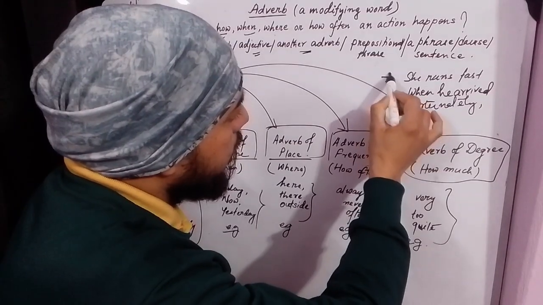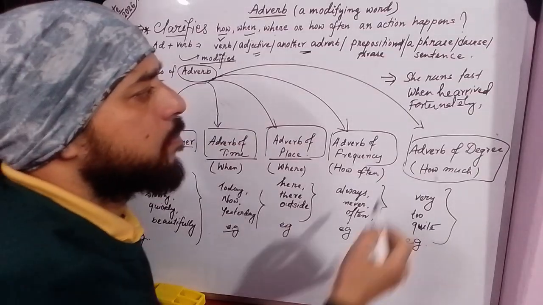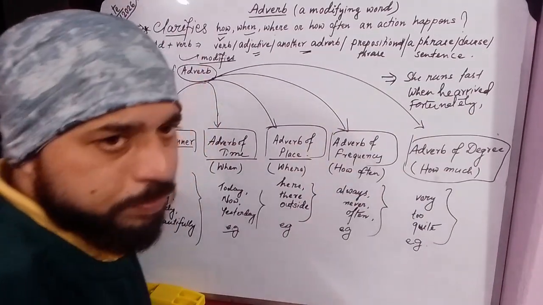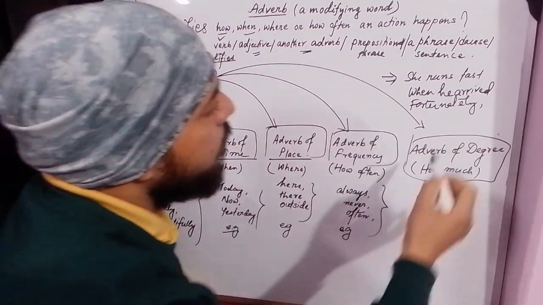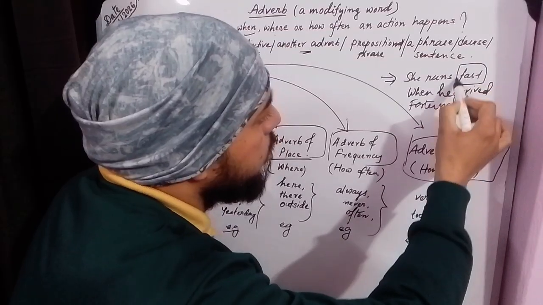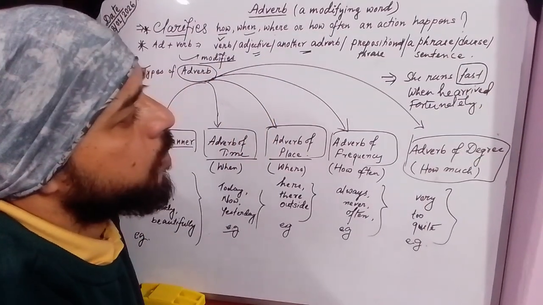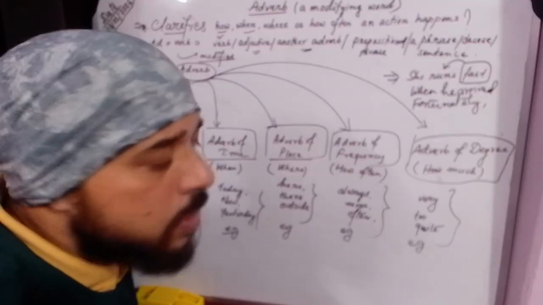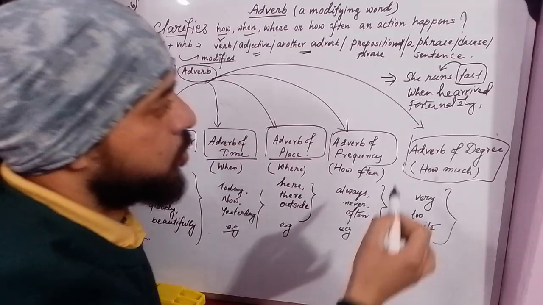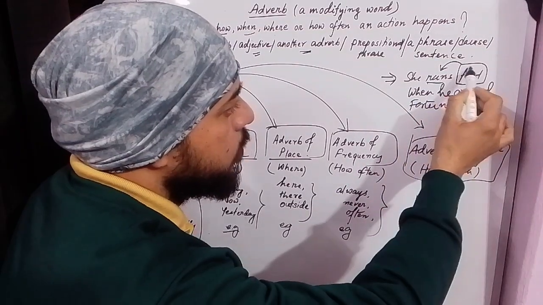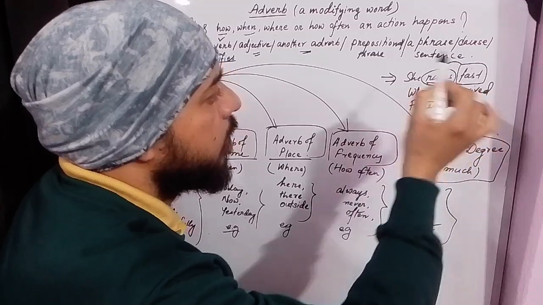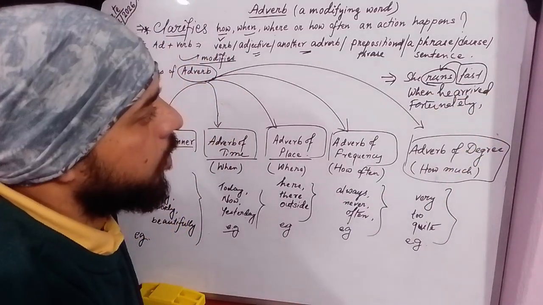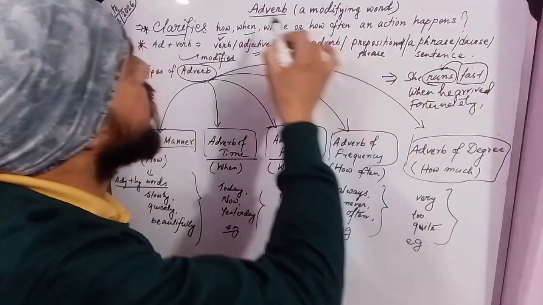Now take an example. For example, she runs. Now if I add a new word with it, fast. So how does she run? She runs fast. That means this word is trying to modify the verb run. So obviously it is an example of adverb.